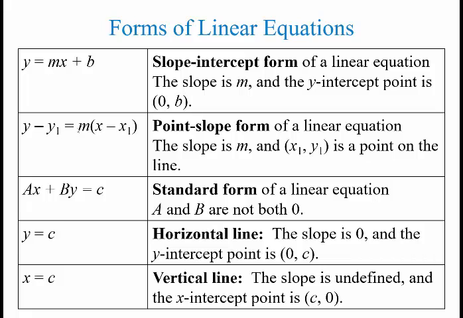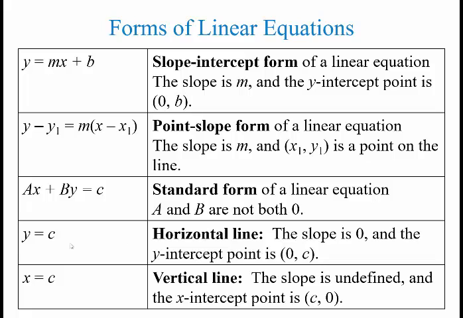This y minus y1 is equal to m times x minus x1. This is what we call the point-slope form of a linear equation. We have the slope m, and the point x1, y1 is any point on the line, literally any point. This ax plus by is equal to c is the standard form of a linear equation, and here a and b are not both 0.